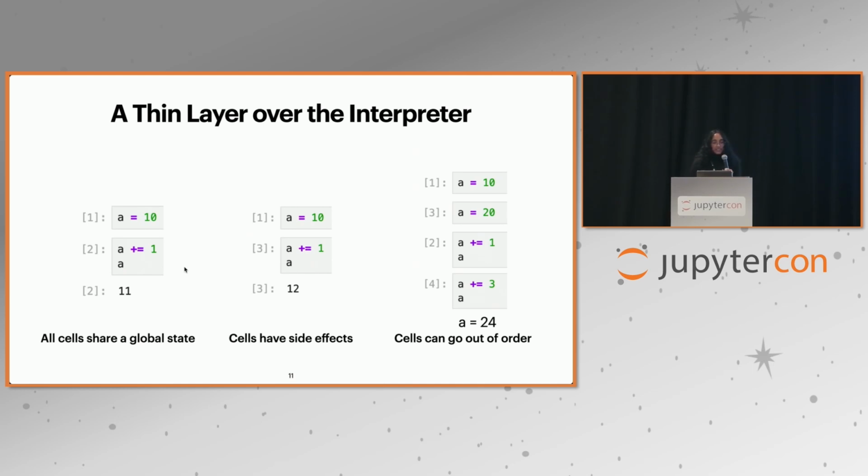You can also run cells out of order. If you ran this code from the top down, you would get an answer of 24. But if you notice, there are cell numbers on the left side of the code, which indicate the order that the cells were run. So if you ran it in that order, starting with 10, and then adding 1, changing a to 20, and then adding 3, you get a different answer. And so being able to track which order the cells are run is really important in order to replicate the results of a notebook. And all of these features can cause some messiness in a Jupyter notebook.